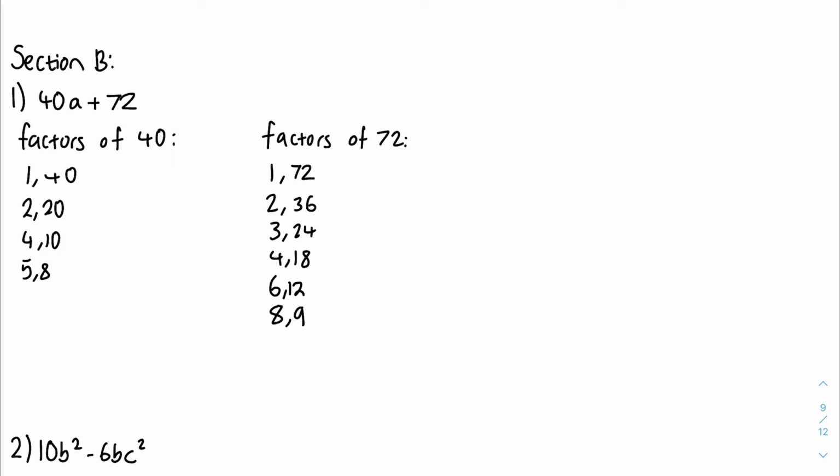If we have a look at all of our common factors here, we've got a 1 in both lists, a 2, a 4, only a 5 there, and we've got an 8 there. Nothing else any higher at all, so that means that our highest common factor here is going to be 8. So we're going to divide both terms by 8, and our 8 will come outside the front of the bracket.